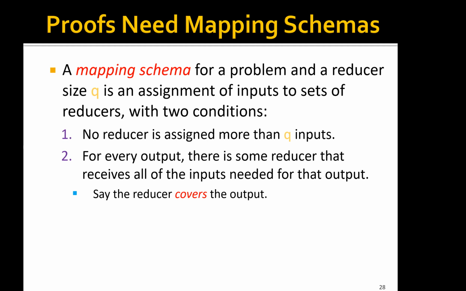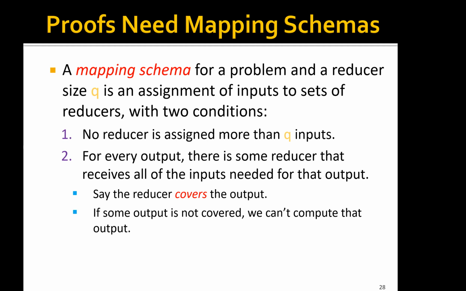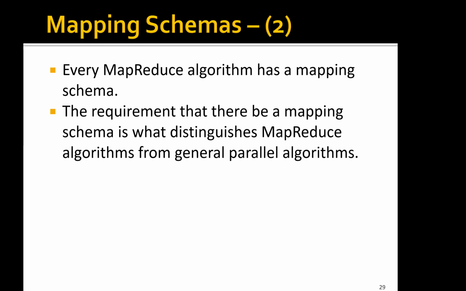Okay. And so we're going to use the term covered. So the reducer covers the output. And this is the nature of MapReduce algorithms. If an output isn't covered by any reducer, then no reducer gets the stuff it needs to compute that output. And therefore, this mapping schema is not going to work to solve the problem. So my point is that every MapReduce algorithm has to have a mapping schema, in particular a schema that satisfies that second condition. And I think that this is the thing that makes MapReduce algorithms different from serial algorithms, or let's say parallel algorithms run on a random access machine of some sort.